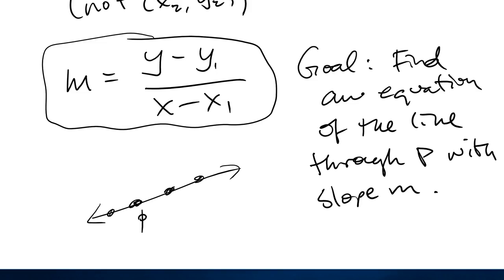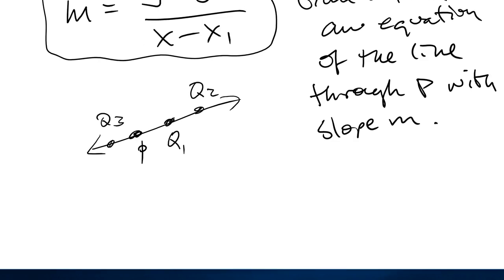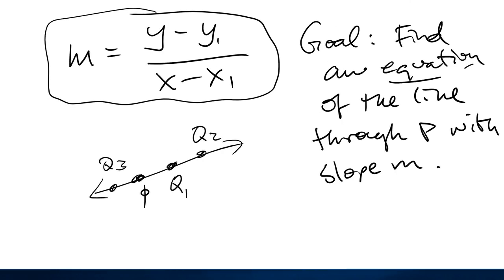So if you have a point P and it shares a slope with Q, the slope is the same between P and Q1 as P and Q2 and P and Q3. If all those pairs of points share the same slope, then there's only one line that satisfies that in 2 dimensions, okay? There's only one line that satisfies the fact that P and every other point on it have the same slope. So if I can get a formula that relates all these together, I'm done. I've found the equation I'm looking for.